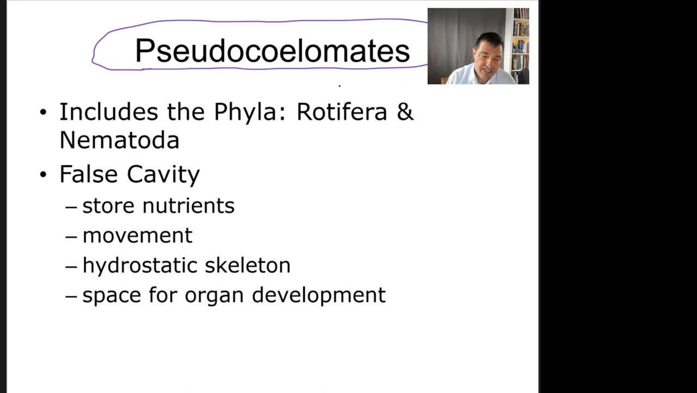Now, I should say, in the case of humans, it's a true coelome. It's surrounded by mesoderm on all sides. In this case, what I'm talking about is what they call a fake body cavity, because it's not surrounded by mesoderm on all sides. But it gives you some of the advantage of it. You can store nutrients in there. It can be used for movement, space for organ development. It also serves as a hydrostatic skeleton, because you can press on it and move body segments and pieces of it relative to the pressure you're putting on that space.